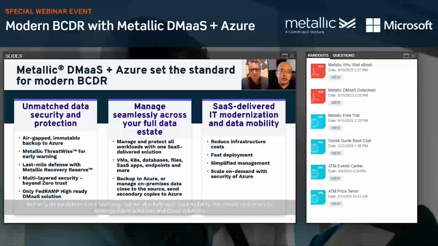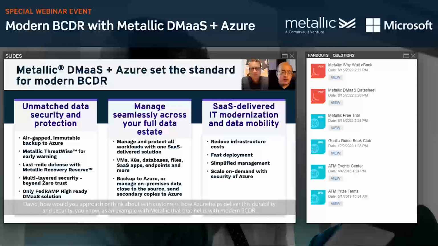We enable customers to leverage Azure solutions and cloud solutions because they can enjoy the same degree of data protection and compliance, not only with their on-premises assets, which they need, but also leverage cloud technologies when they're ready to, because we provide that support. We give them that insurance policy so they can adopt as quickly as they want to adopt, which has been remarkable to see, honestly.